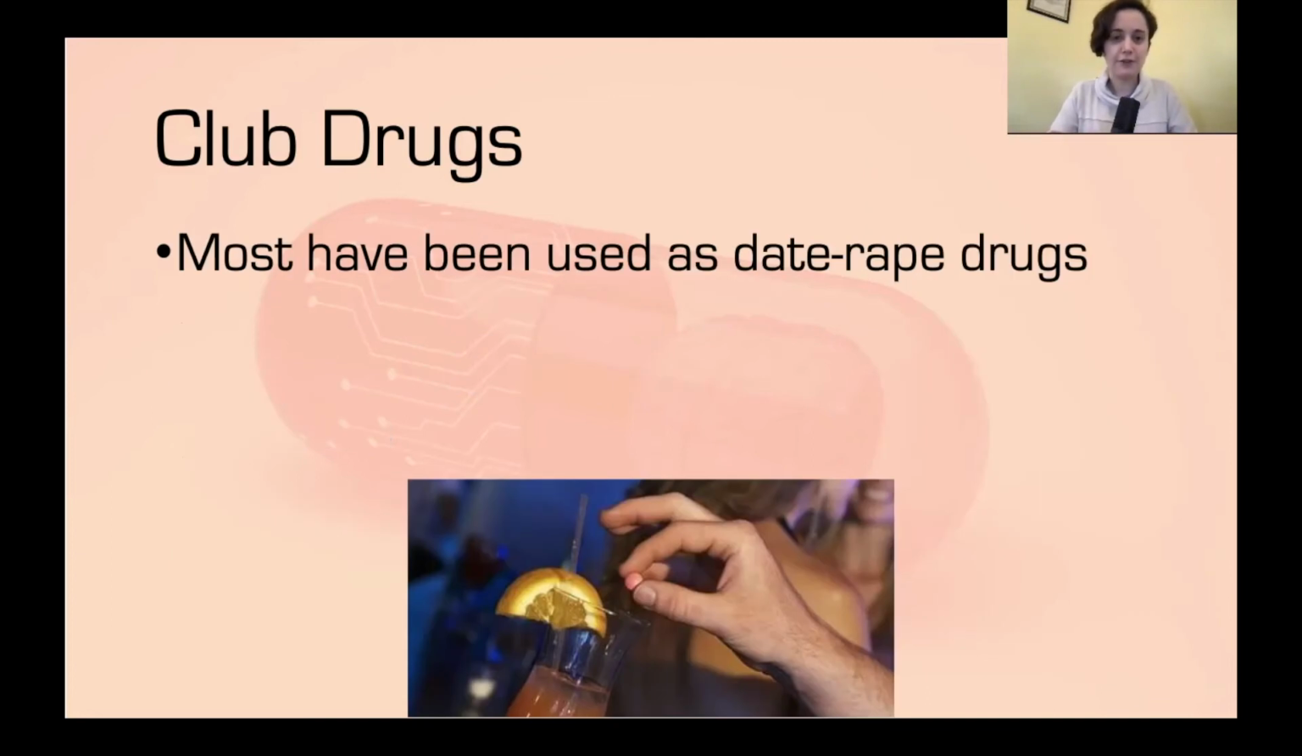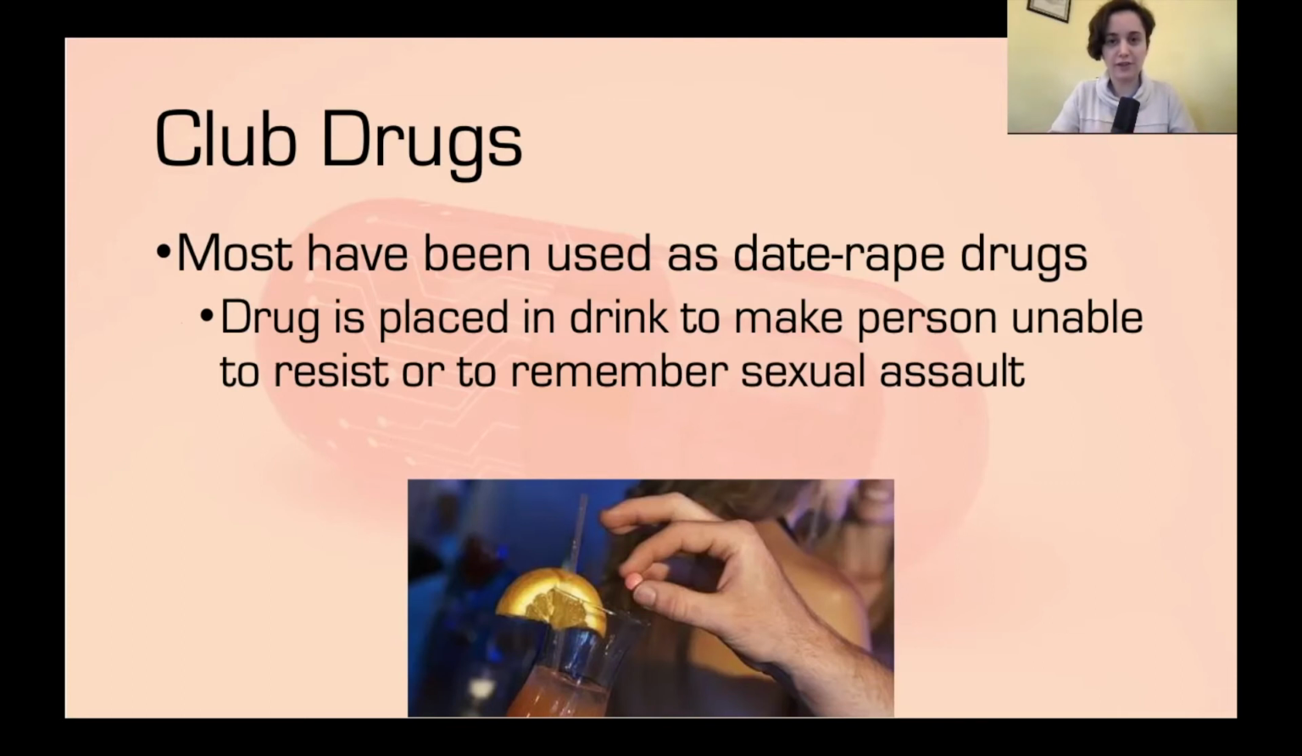The major danger associated with the use of club drugs is their use as date rape drugs. Date rape drugs are drugs that are given to a friend or an acquaintance or a date at a party in order to make the person unable to resist sexual assault, in the case of GHB, which induces relaxation, or sometimes unable to remember sexual assault, as is the case with Rohypnol or a roofie, which causes the person to have greater difficulty forming memories and causes their memories to become disjointed.